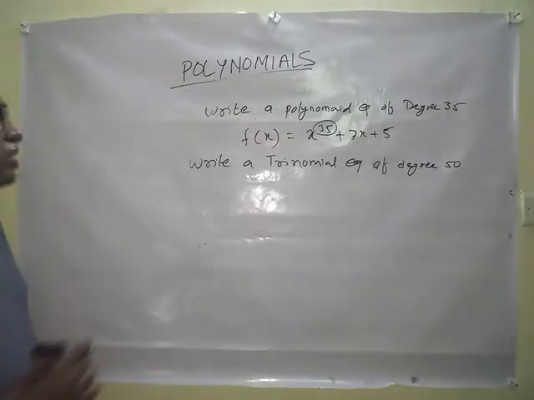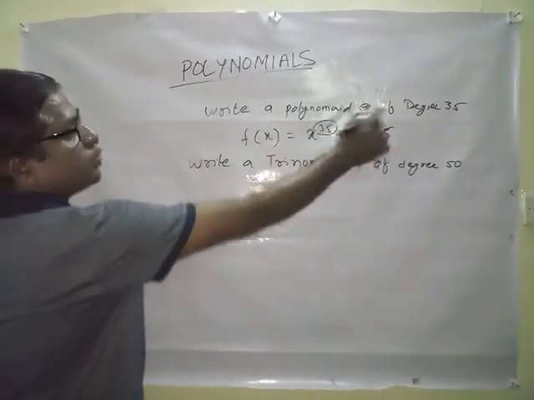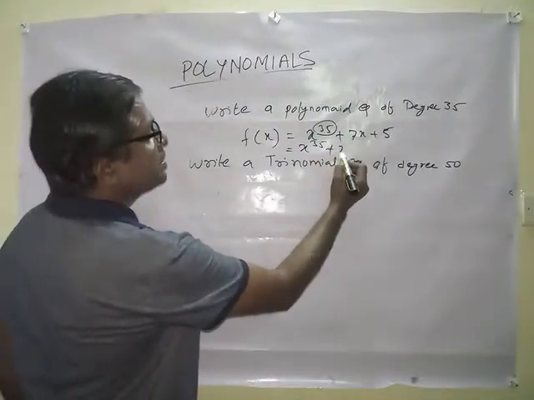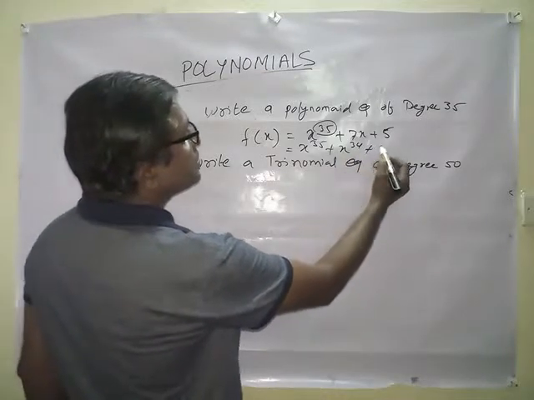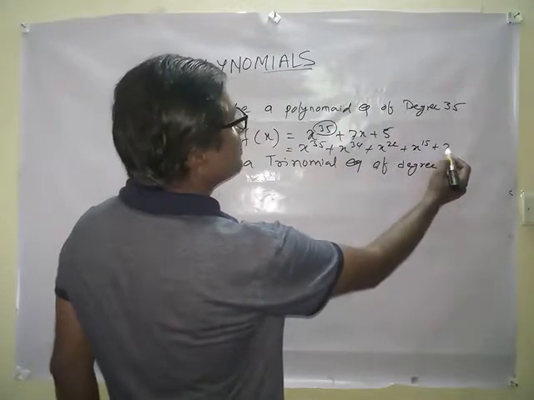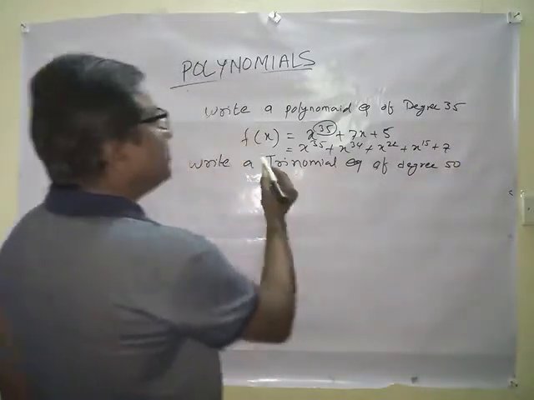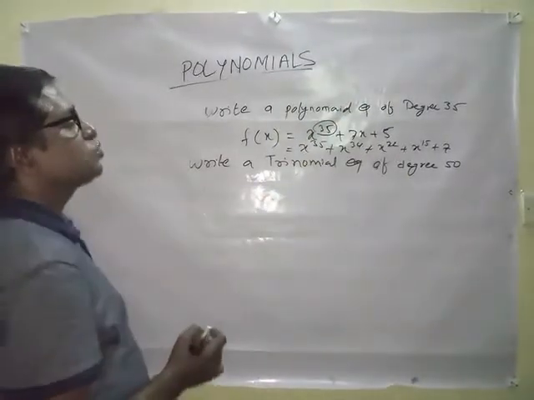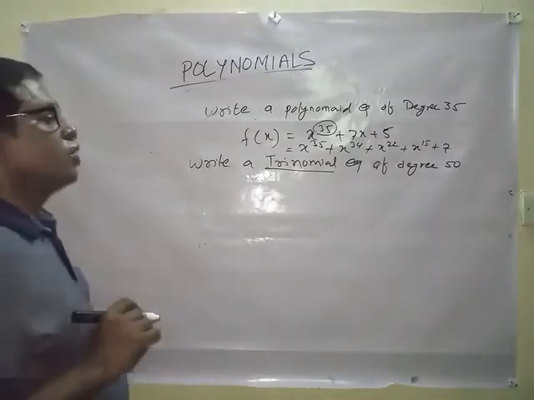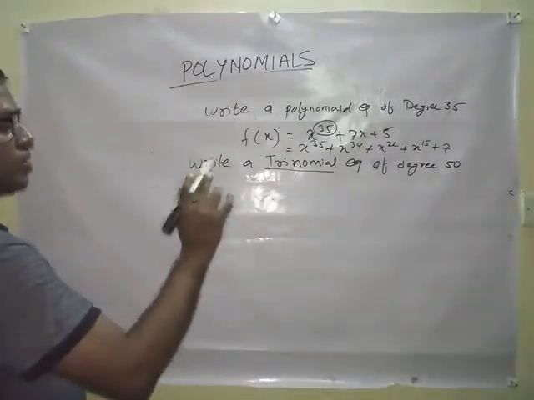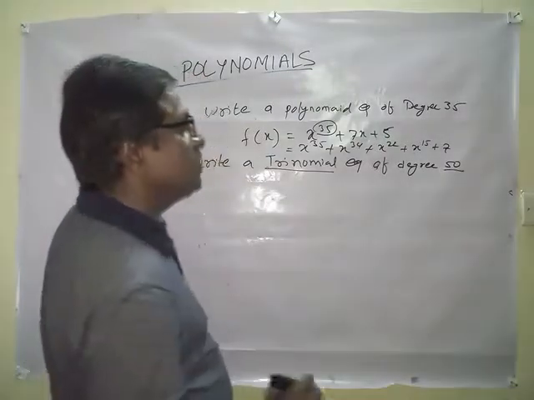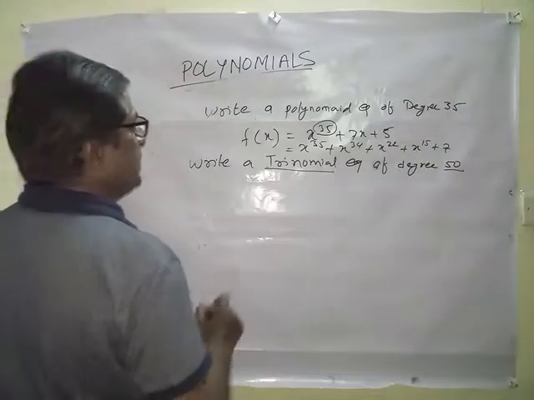Whatever equation you are writing, here you are free to write anything. Even if you write x raised to power 35 plus x raised to power 34 plus x raised to power 22 plus x raised to power 15 plus 7, everything is okay because they just asked to write a polynomial equation. Here you have been restricted to a trinomial. So a trinomial will have only 3 terms and the highest degree of the variable will be 50.